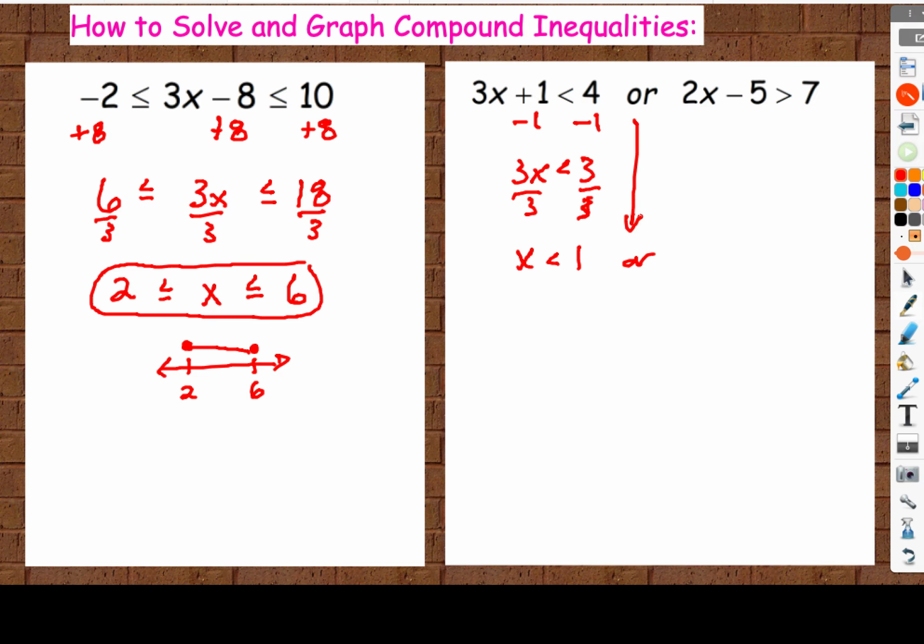Or, notice that carrying down. Now let's solve the other one. We're going to add 5 to both sides. 2x is greater than 12. Divide by 2. x can be greater than 6.